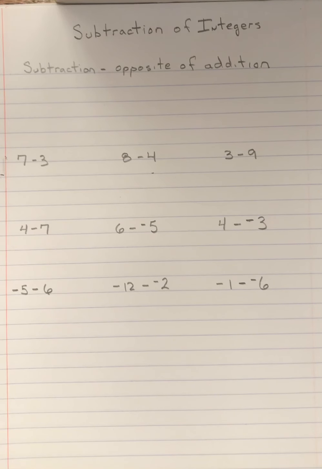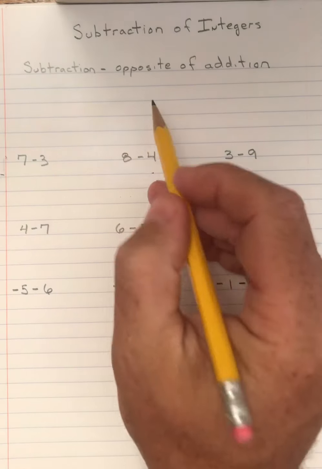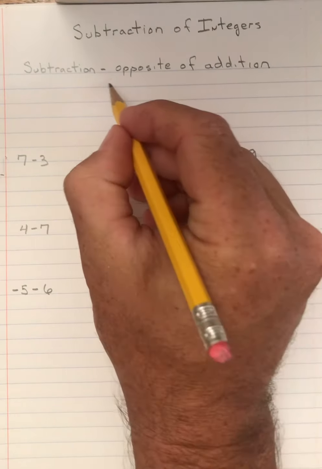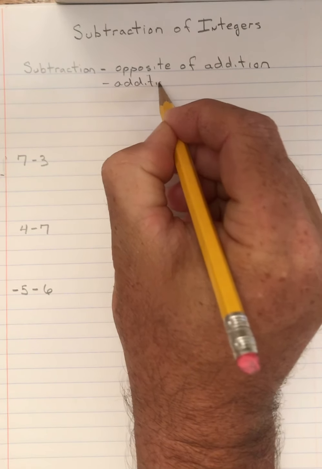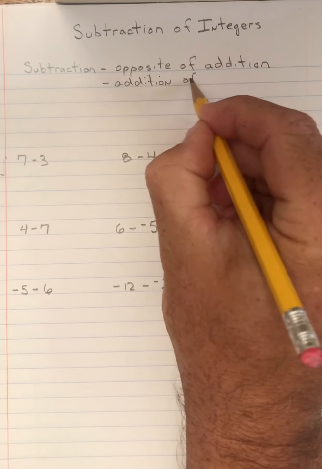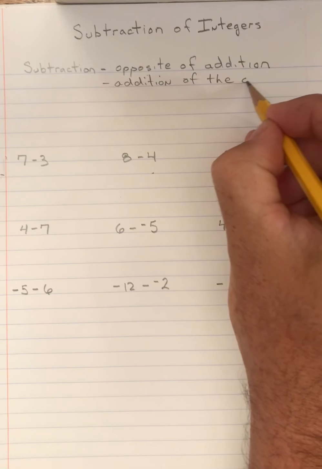Today we're going to talk about subtraction of integers. Now, subtraction, most of you guys know as the opposite of addition. Now, I'm going to define it a slightly different way, which will help you remember how to handle these. Instead of calling this the opposite of addition, we are going to call it addition of the opposite.